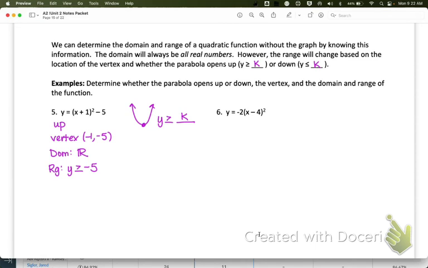Go ahead and try number 6. Pause your video. I'll give you the answer in just a second. So this one opens down because my a value is negative. The vertex is (4, 0). And since it opens down, the domain is always all real numbers, but the range is going to be y is less than or equal to 0, since that's the k value. And that's it. So that's just some practice with the characteristics, and we will practice graphing in the next video.